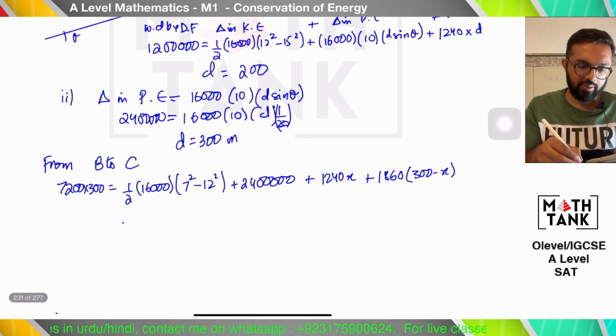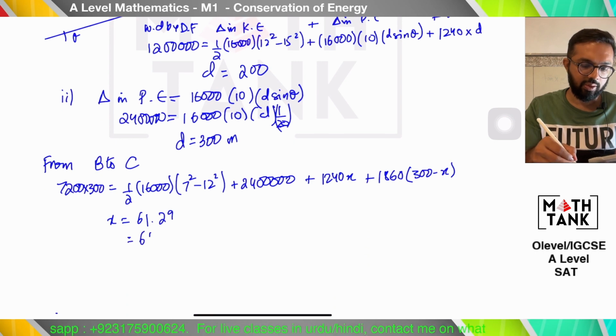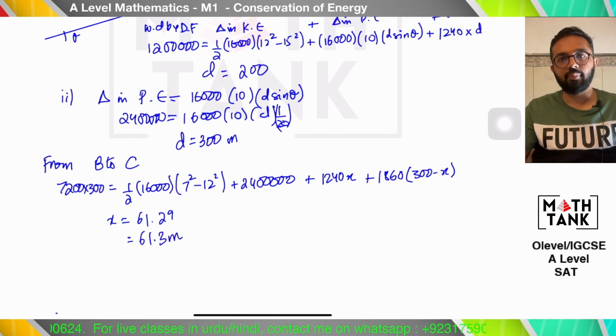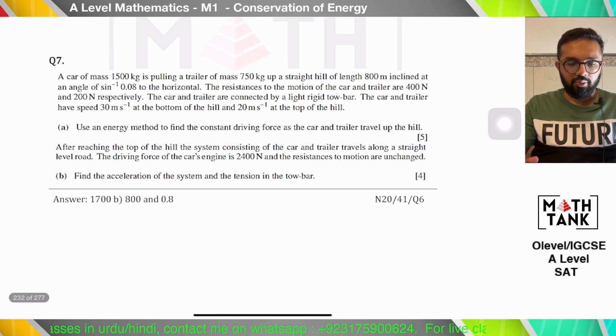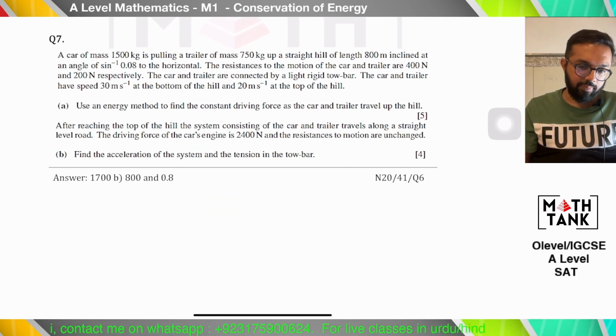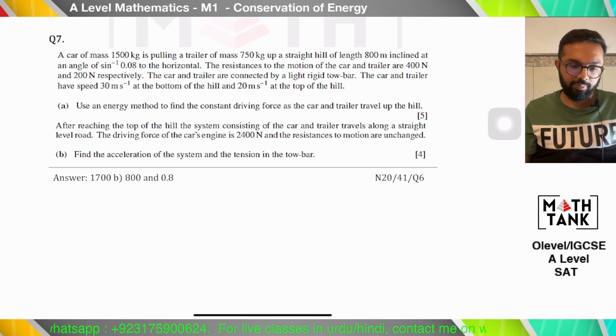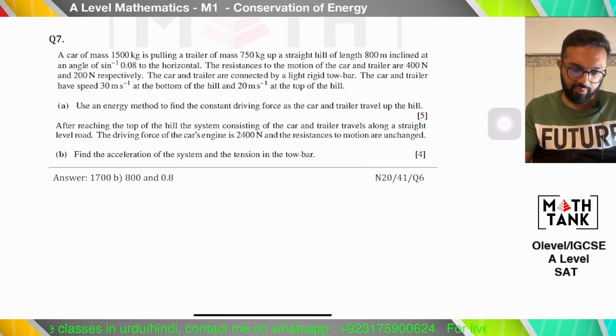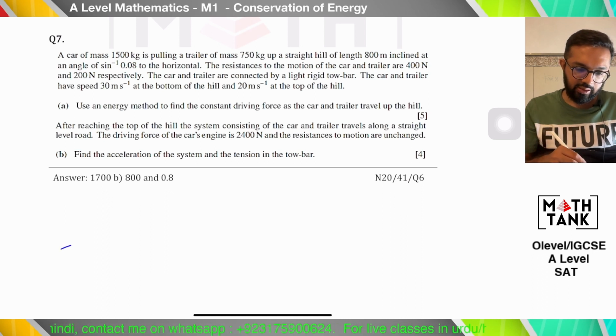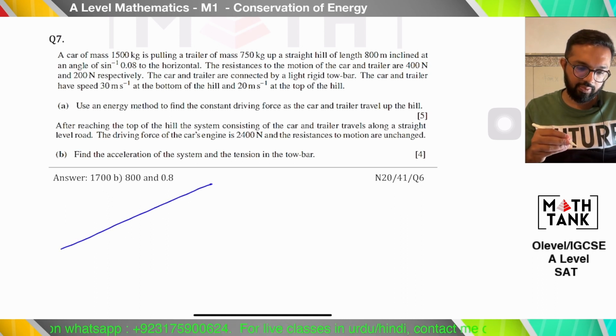Yep, I am getting 61.29, which is 61.3 meters. Moving on to the next question quickly, it says a car of mass 1500 kgs is pulling a trailer of mass 750 kgs up a straight hill of length 800 meters, inclined at an angle of sine inverse of 0.08.